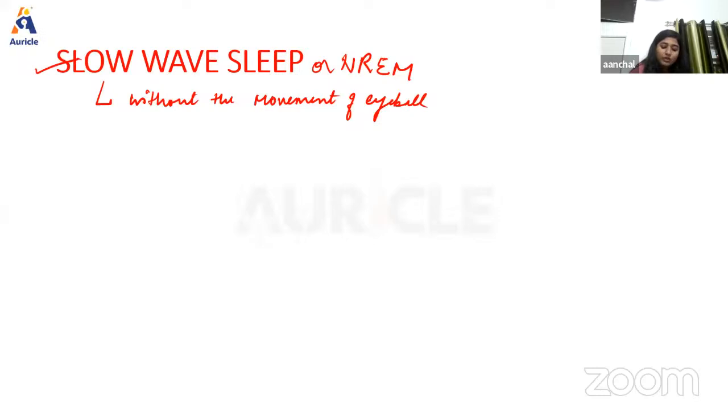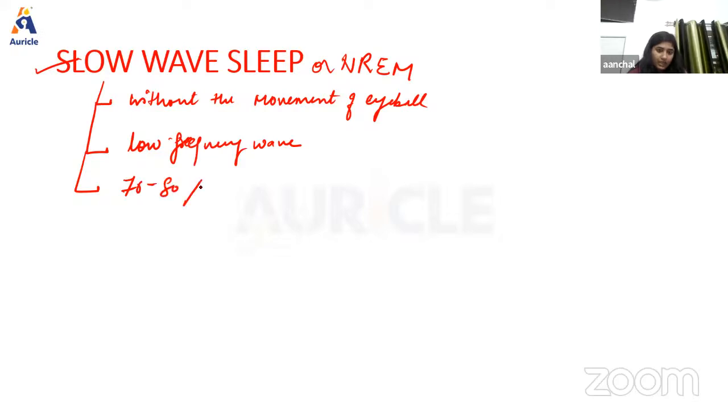Now, why does this happen? This is also known as slow wave sleep because there is generation of slow waves, or low frequency waves, observed in this type of sleep. It occupies 70 to 80% of the total sleep period. Also in today's class, we're going to discuss the various stages of non-rapid eye movement sleep. So the first stage we have is the stage of drowsiness.